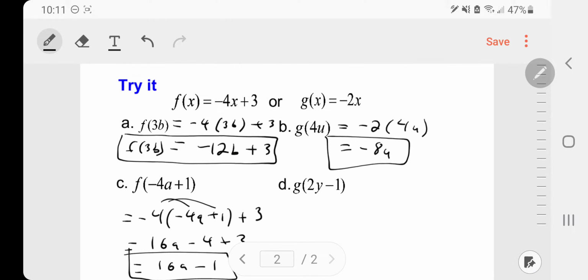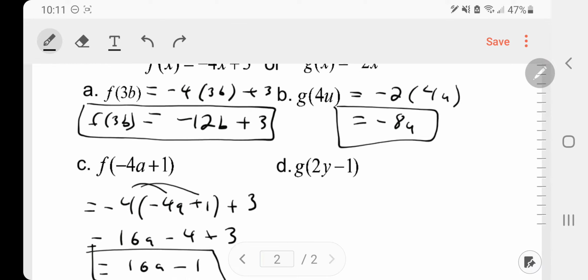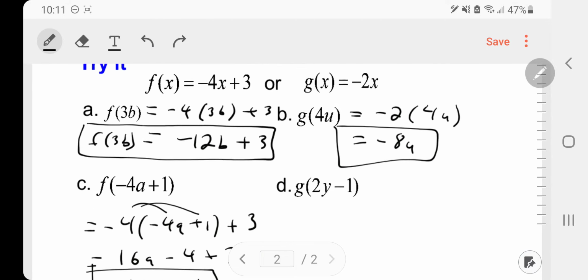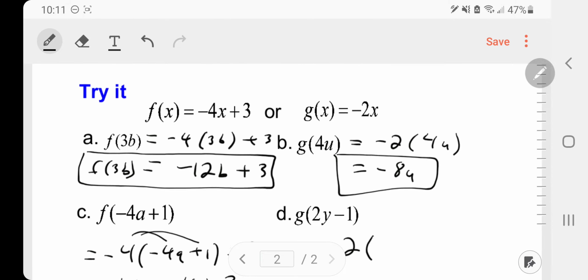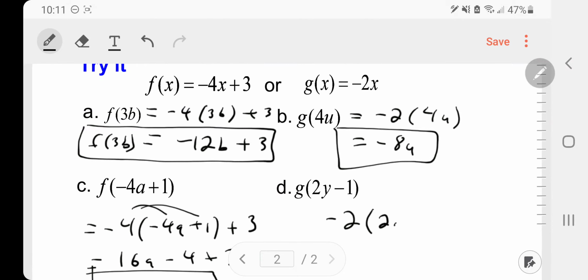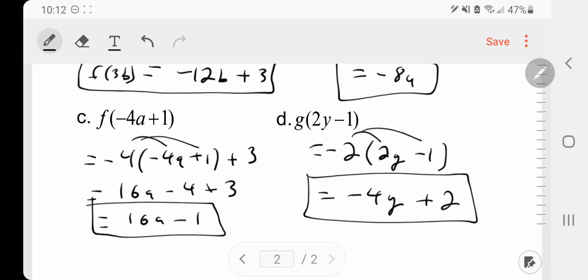Okay, we also have the d here, which is g of 2y minus 1. Again, g of x is what we're using for this one. And it's going to be negative 2 times our input, which is 2y minus 1. Distributive property. And we get negative 4y plus 2. And that's going to be my final answer right here.